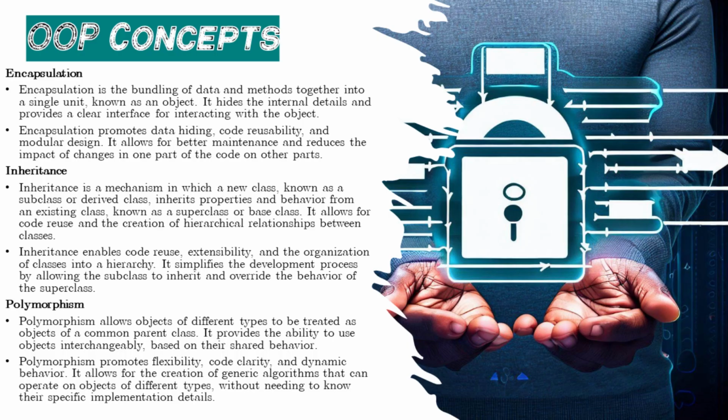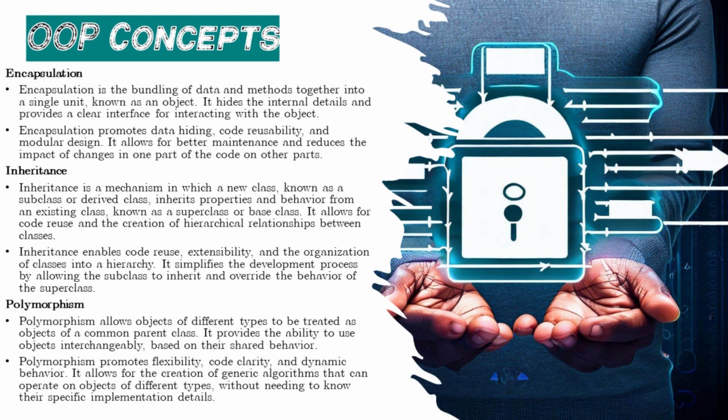OOP concepts. In OOP, we encounter three fundamental concepts: encapsulation, inheritance, and polymorphism. Encapsulation is the bundling of data and methods together into a single unit, known as an object. It hides the internal details and provides a clear interface for interacting with the object. Encapsulation promotes data hiding, code reusability, and modular design.